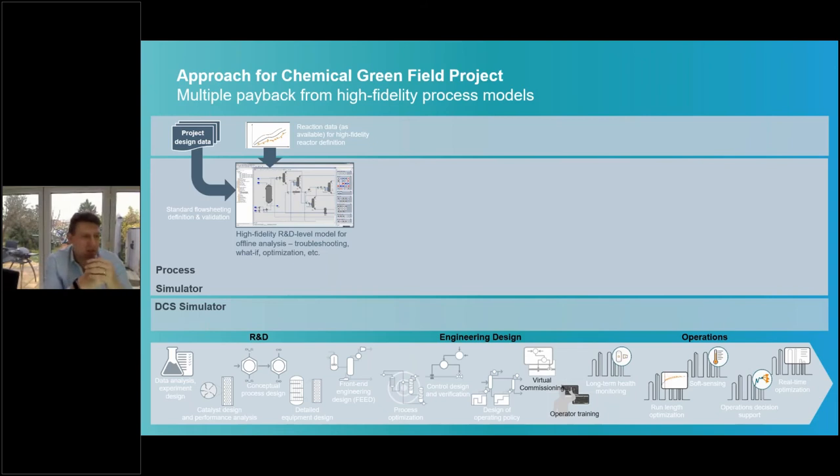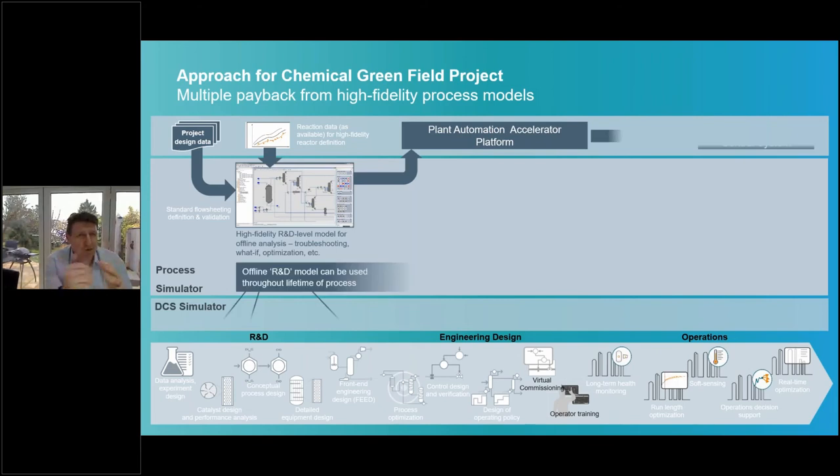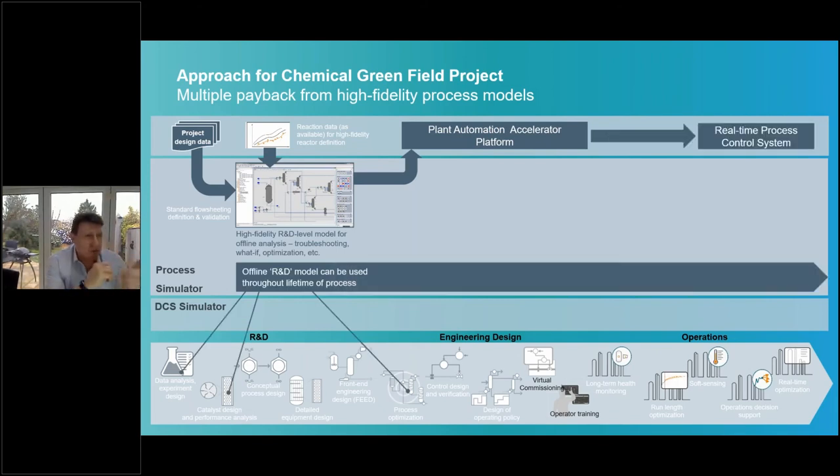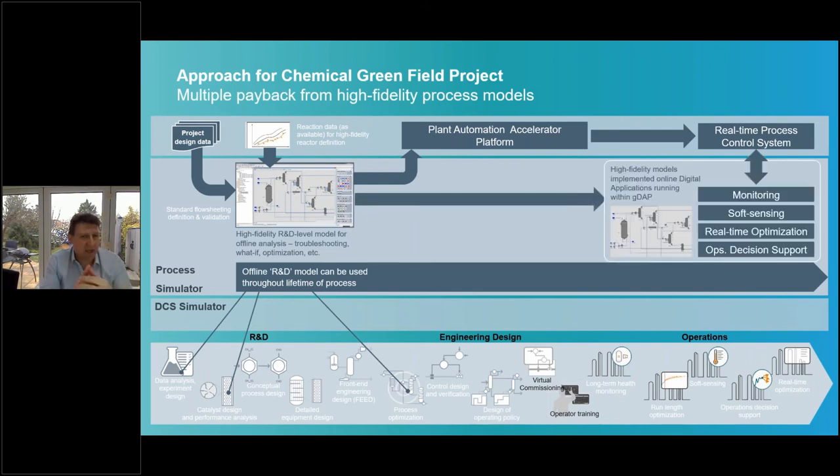This is another great example. Again, we've got the life cycle across the bottom. We're working on taking the process data into the flow sheeting environment, building those models, passing that data into what we call a plant automation accelerator. I've tried to de-siemenize this, but you might look at it later, and I'm sure other people can do this. That data informs our DCS, our real-time control system. What's more, we can take the models that we identify for the likes of process optimization, here on the bottom, and drive them into what we call our digital applications for things like soft sensing, real-time optimization, decision support, and the likes.